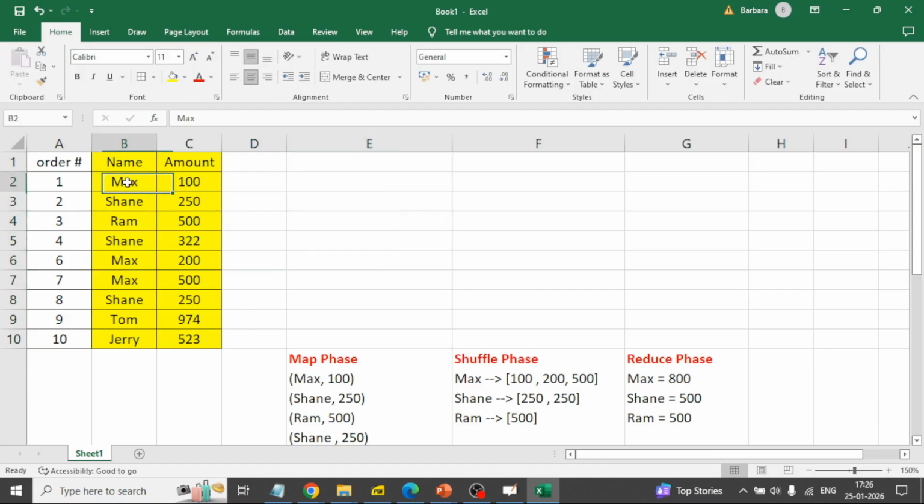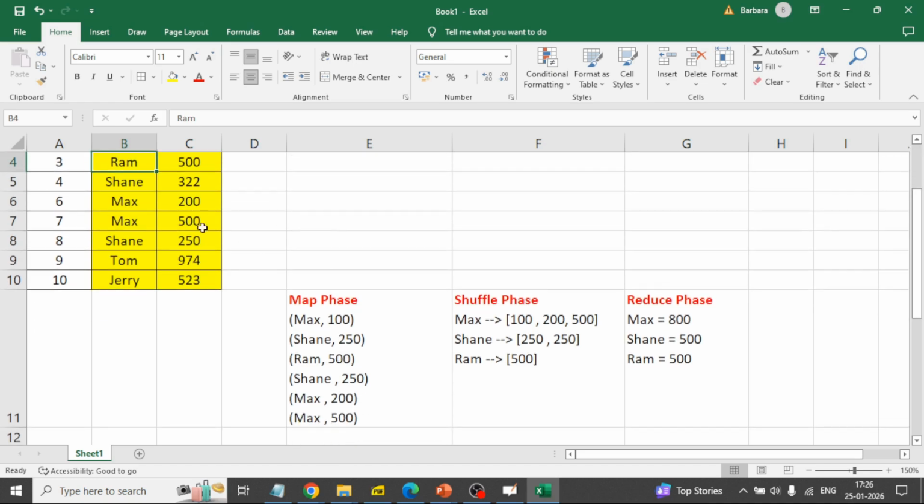Okay, so we have Max as the key, 100 is the value, Shane is the key, 250 is the value, Ram is the key, 500 is the value. Again we have Shane, 250 is the value, some value here, Max 200, Max 500, something like that.